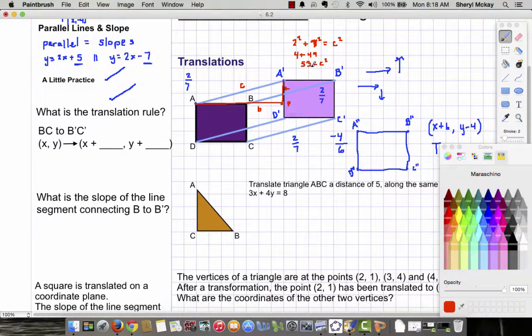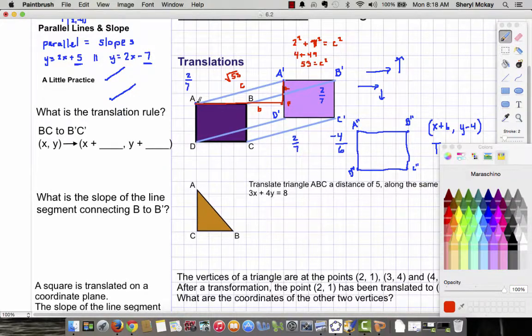Okay? So that means that C, the length of C, is equal to the square root of 53, which happens to be a prime number, so I'm not going to try to figure out what it is, all right? We're just going to say it's the square root of 53.